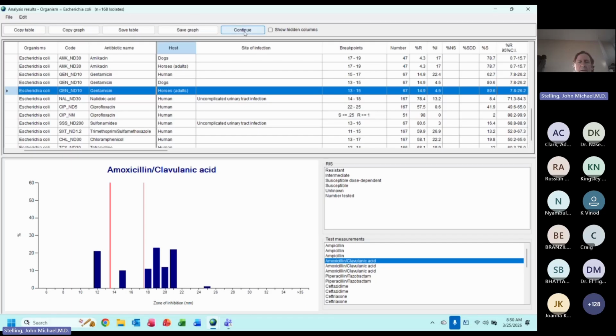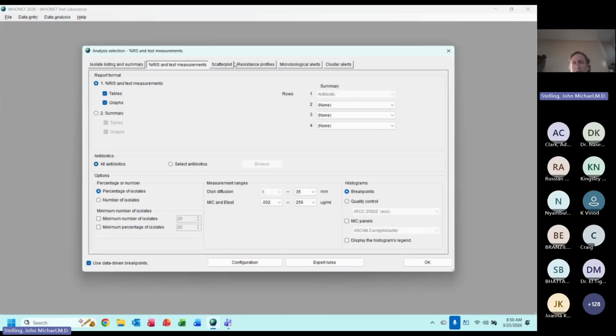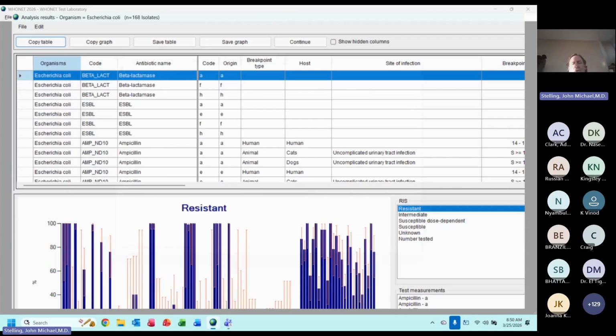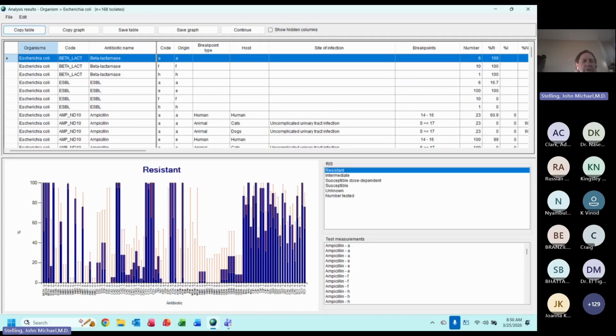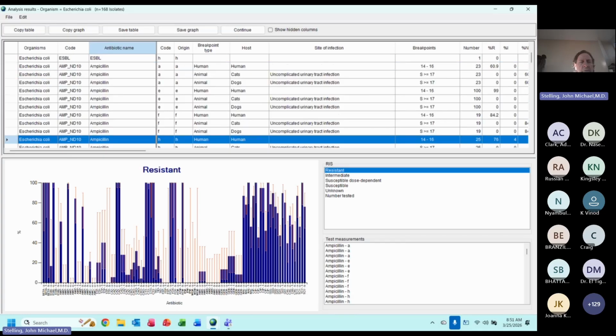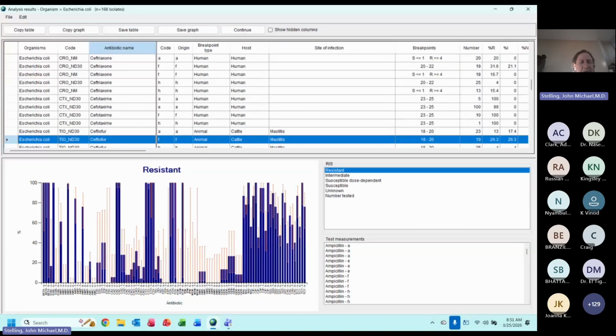How can I change that? Let me go to continue. I go to analysis type, and here it says row number 1 is the antibiotic, of course. You see 1 antibiotic on each row. But I would like to stratify it by origin. I'm going to click on OK. I'm going to click on Begin Analysis. It's now going to be the same data, but now you can see ampicillin. Well, let me choose a simpler one, something without all those breakpoints.